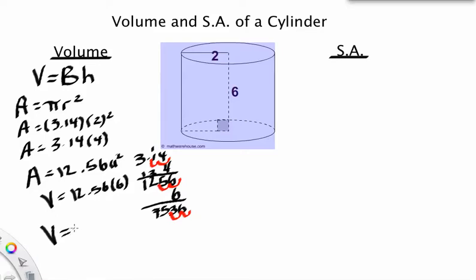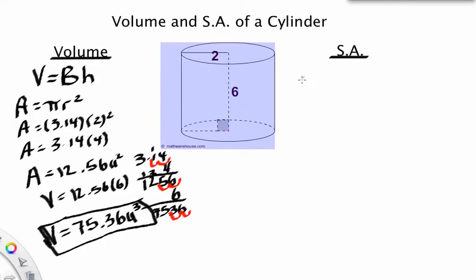V equals 75.36 units cubed. There's my final answer. I would box it up. Sorry that U looks like a 4, but you get the idea. Volume equals 75.36 units cubed. Now on to the surface area.